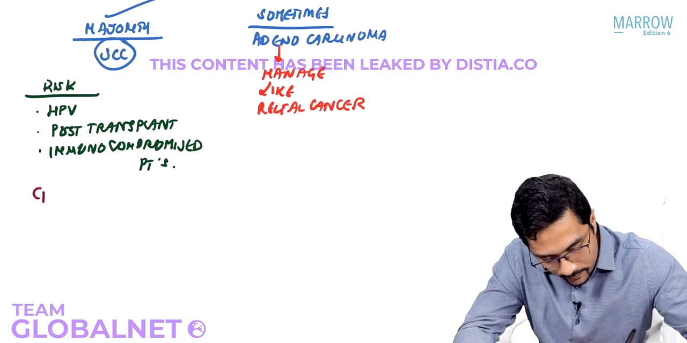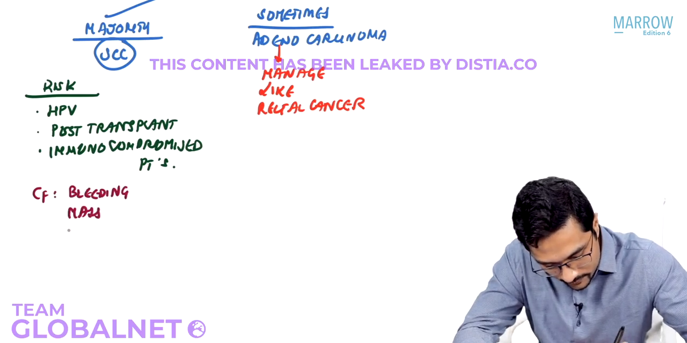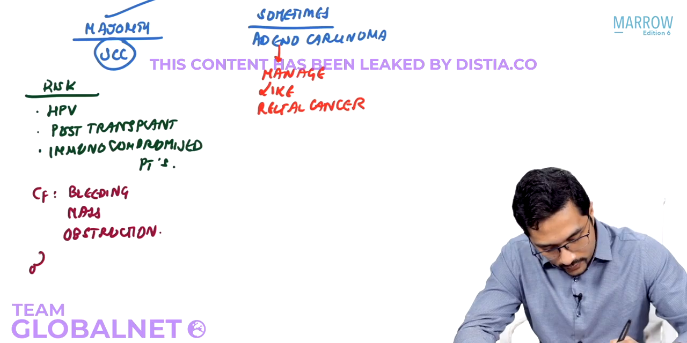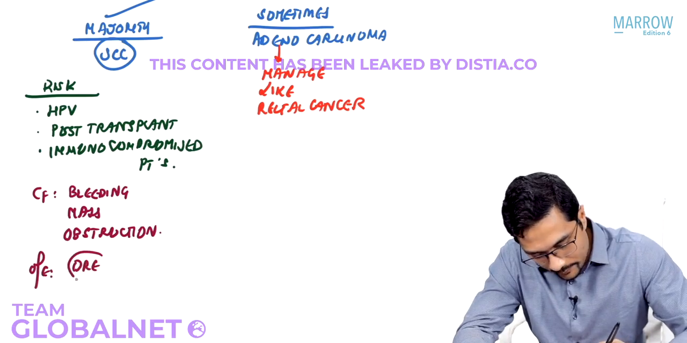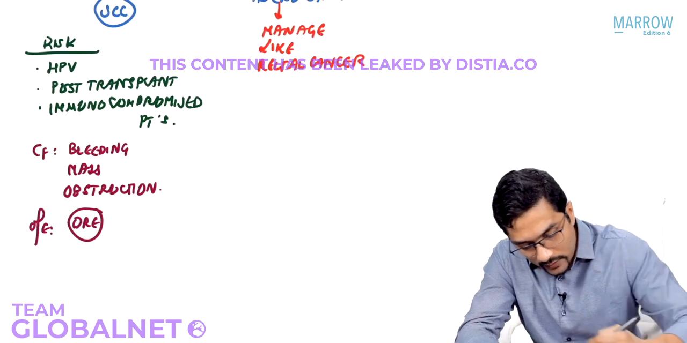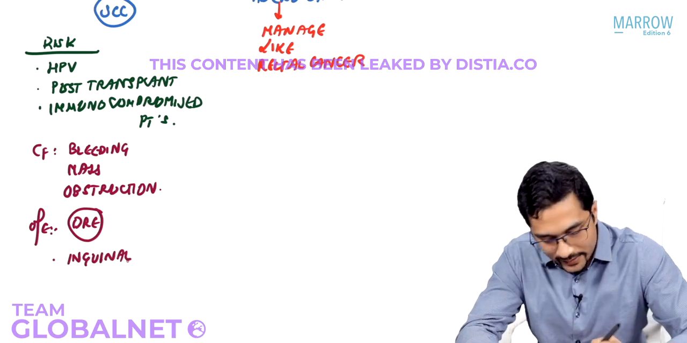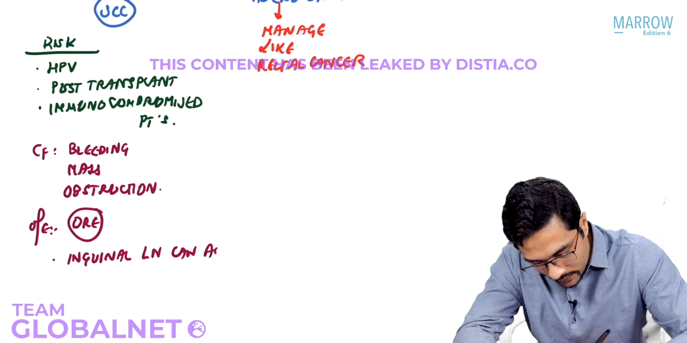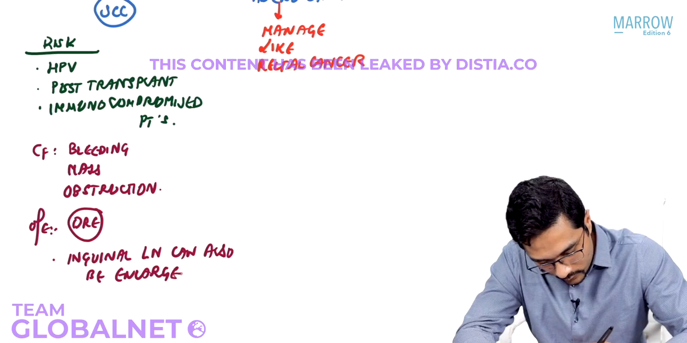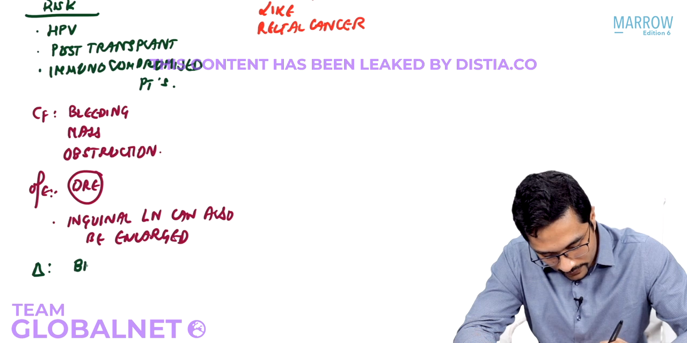The clinical features, the patient will present with bleeding. Patient can come with a mass. Patient can come with obstruction. Those will be the clinical features. On examination, if you do a digital rectal examination, I've told you about a digital rectal examination, you can even feel this growth, and because this can be below the dentate line, inguinal lymph nodes can also be enlarged. How do we make the diagnosis? The diagnosis will be made by a biopsy.